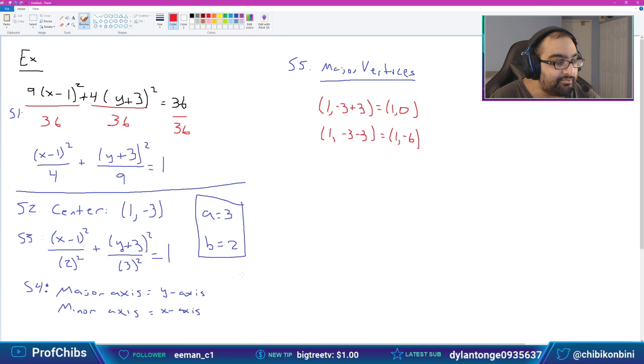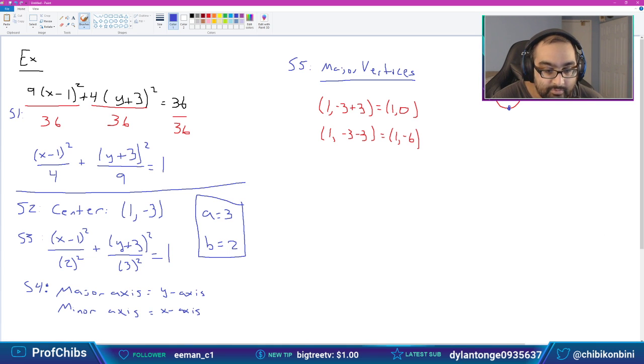If you've identified your major axis there as the y-axis, you know for a fact that the shape of the graph here, just the generic shape, is going to look like this. This is what the shape of the graph is going to look like. Because you know it's going to look like that, your major vertices here are going to go up and down, right?